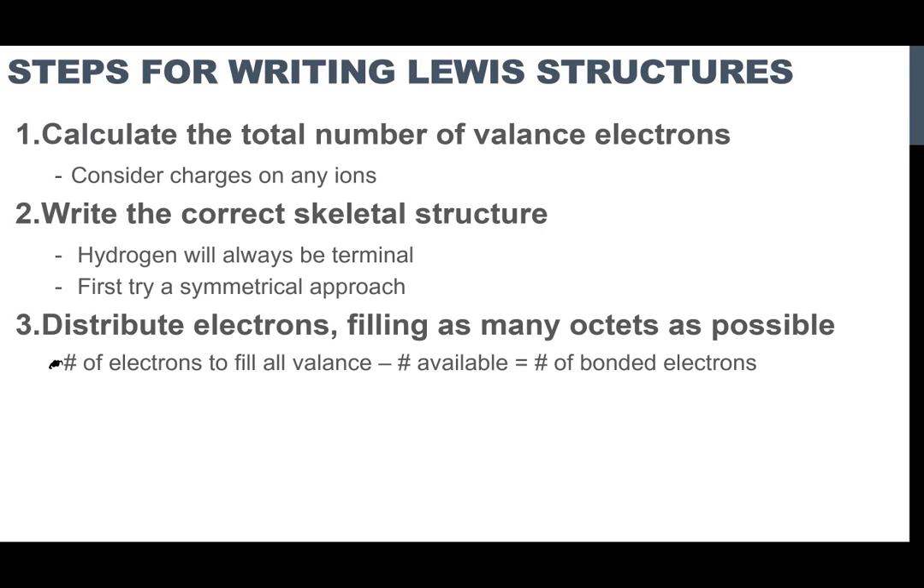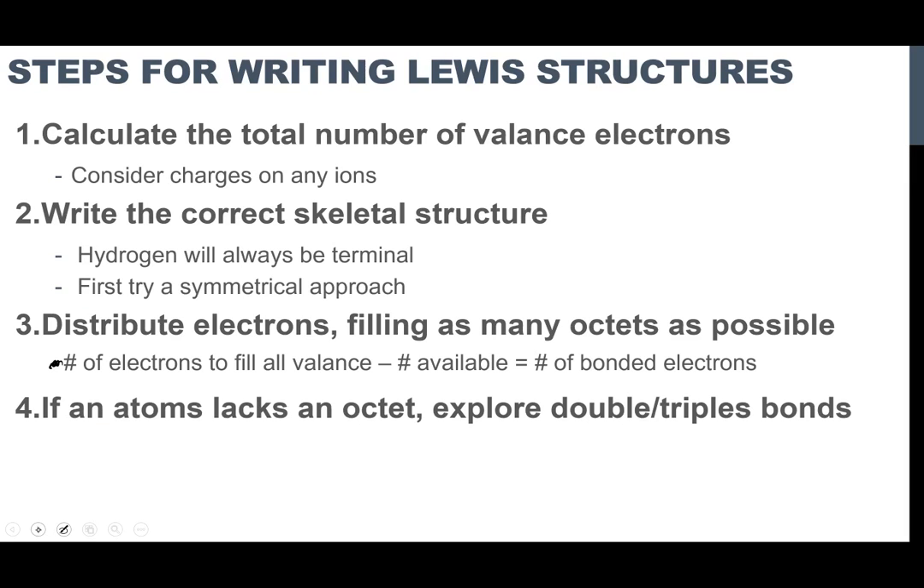Again, just from experience, I like to start with bonding pairs first and then go back and do lone pairs. But the more you practice, the more you'll find your path. And there is a step for, if an atom lacks an octet, explore double and triple bonds. We haven't gotten to those examples just yet, so we'll get to those in the next video. But I went ahead and put them in the steps here because we'll get to them very shortly.